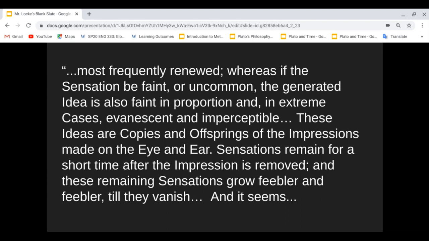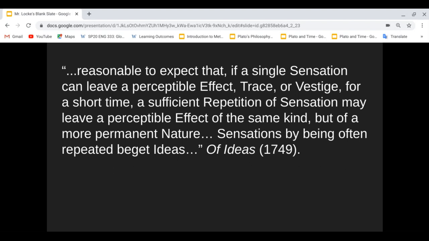These ideas are copies and offspring of the impressions made on the eye and ear. Sensations remain for a short time after the impression is removed, and those remaining sensations grow feebler and feebler until they vanish. It seems reasonable to expect that if a single sensation can leave a perceptible effect, trace, or vestige for a short time, a sufficient repetition of sensation may leave a perceptible effect of the same kind, but of a more permanent nature. Sensations, by being often repeated, beget ideas.